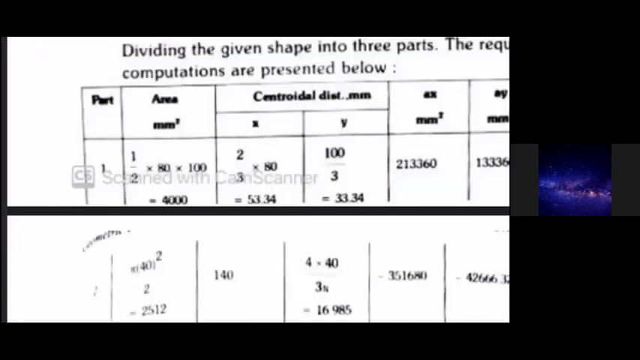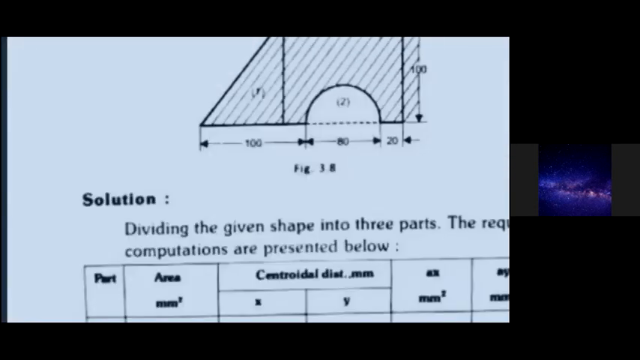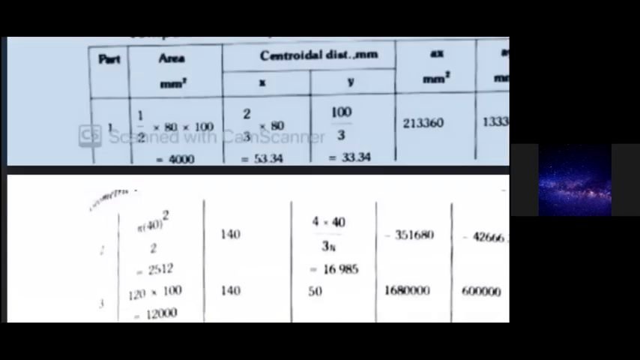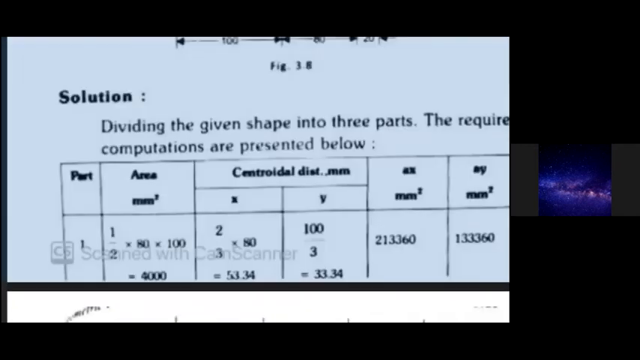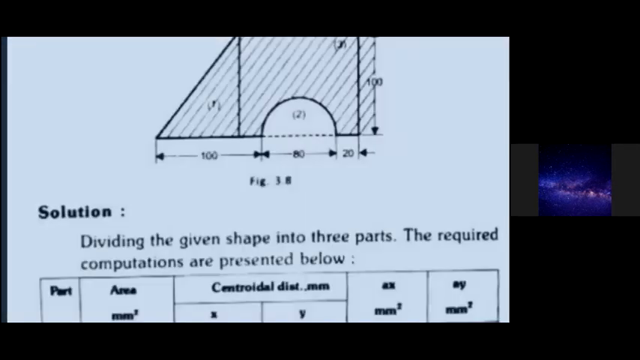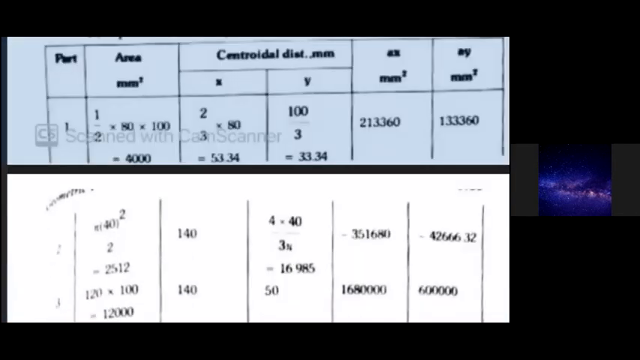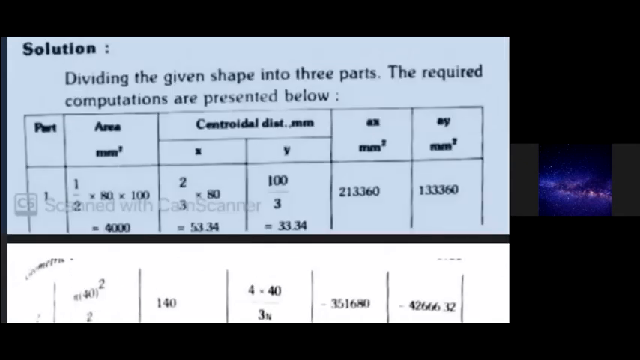Next, the second part is the semicircle. Semicircle from the x axis, so it's d by 2. D by 2 means 80 by 2, 40, 40 plus 100, so 140. That is the x component. Its y component is given by the 4r by 3 pi formula. 4 into r, that is the radius, 40 by 3 pi.